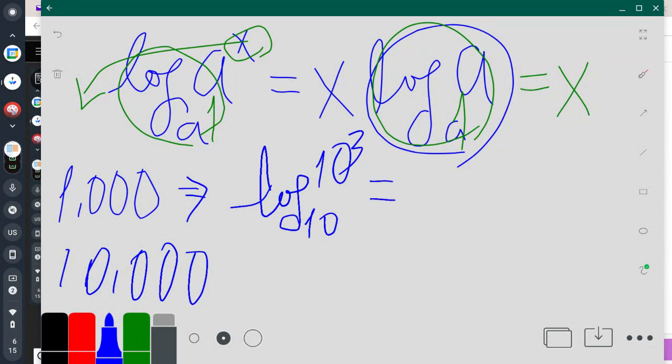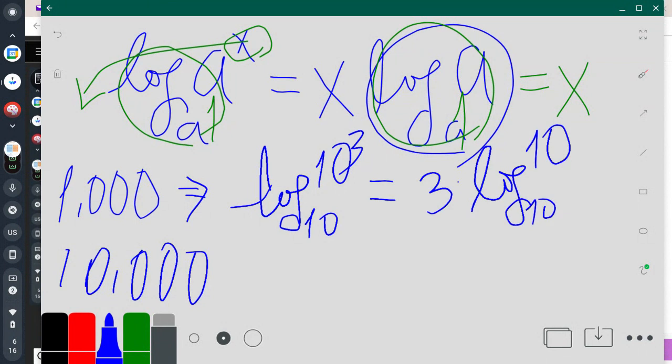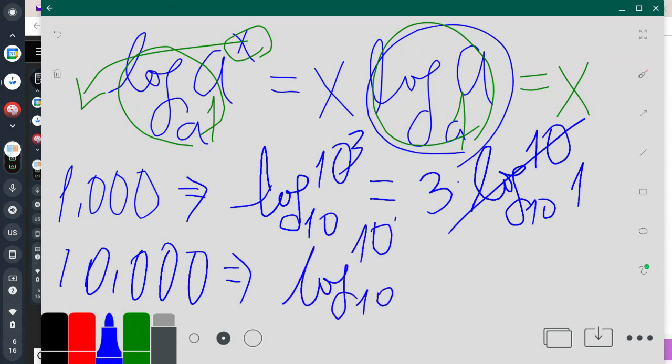And then this turns into 3 times the log of 10 to base 10, which is 1, right? So it's going to be 3. We know the log of 10 to the fourth power to base 10 becomes 4, and so on.